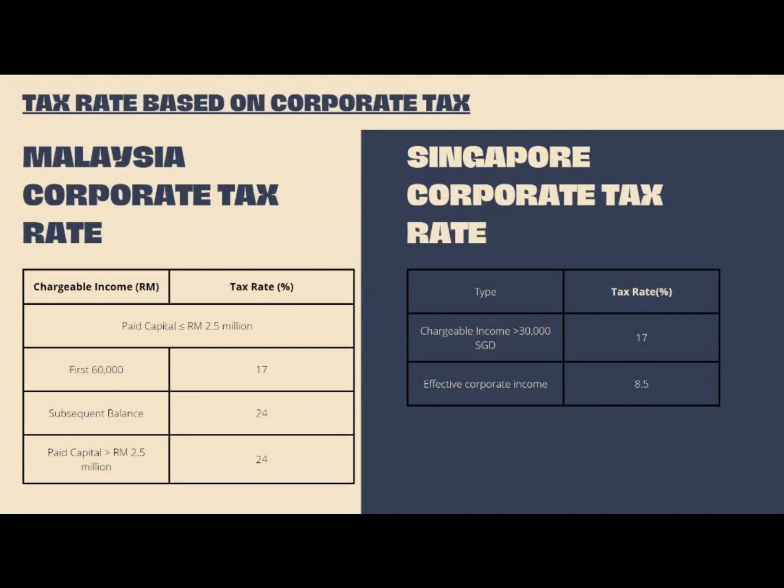Capital more or equal than 2.5 million. On their first 60,000, they are charged with 70% of tax rate, and their subsequent balance will be charged with 24% of tax rate. And lastly, companies that pay in capital more than or equal to 2.5 million are charged with 24% of tax rate. However, in Singapore, they do it differently, as their corporate tax income more than 30,000 are charged with 70% of tax rate, and companies who are effective are charged with effective corporate rate of 8.5%.